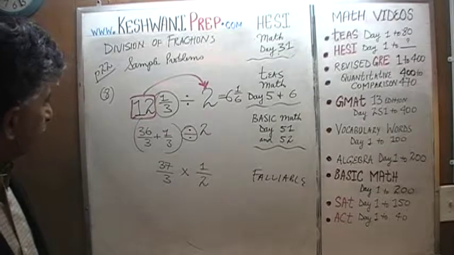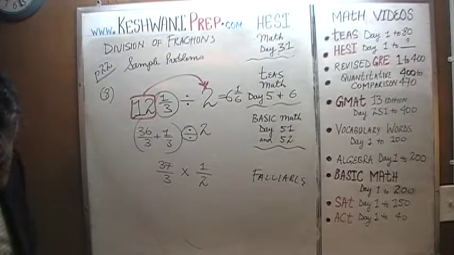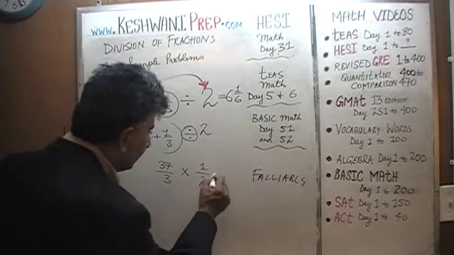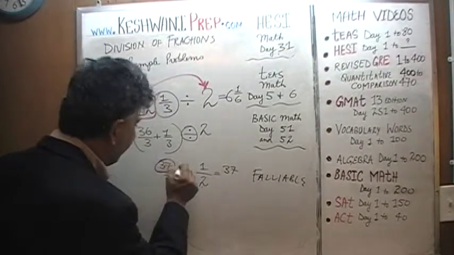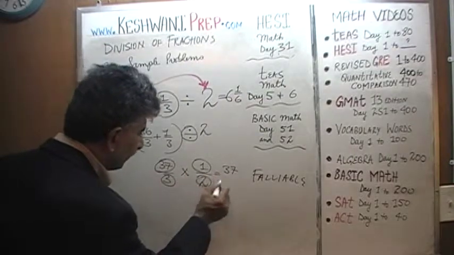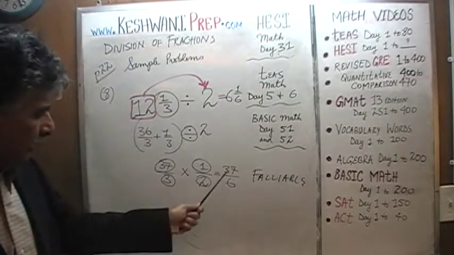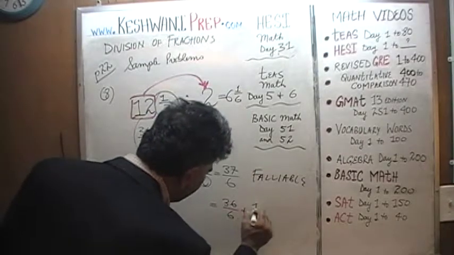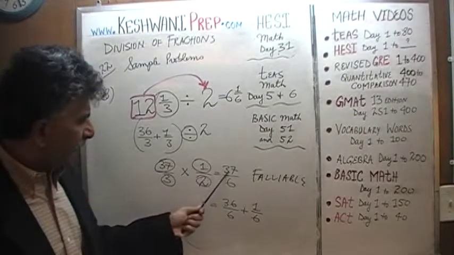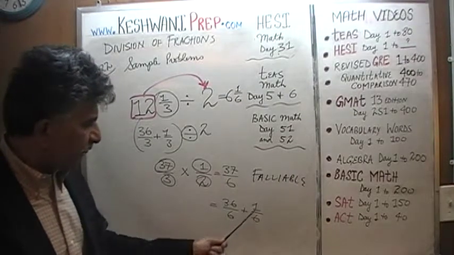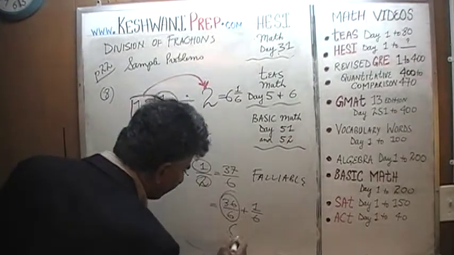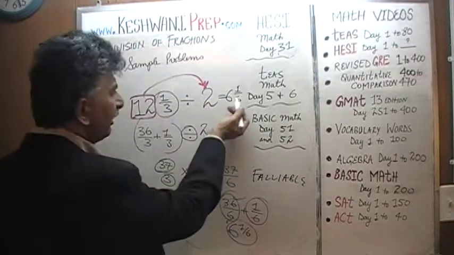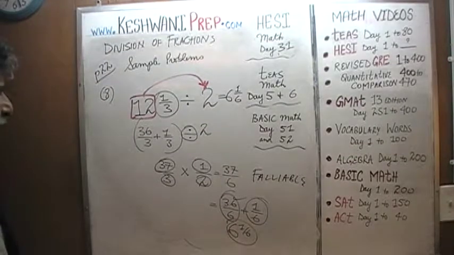So it's 37 divided by 6. 37 times 1 is 37, and 3 times 2 is 6. As you can see, it's taking a long time. It's very annoying. 37 sixths can be written as 36 over 6 plus 1 over 6. 36 divided by 6 is 6, and then 1 sixth. So that is 6 and 1 sixth, which is exactly what we said. Let's do the next one, shall we?